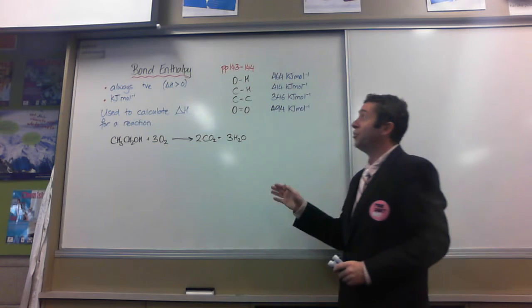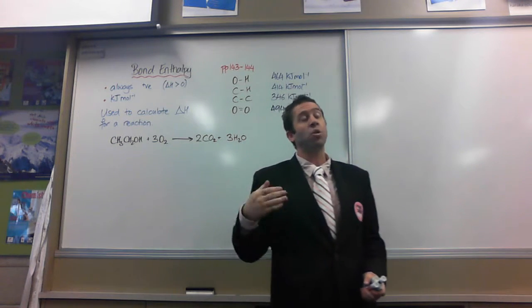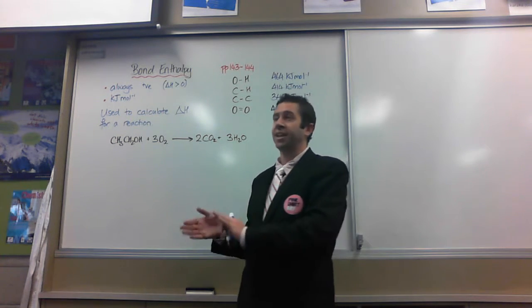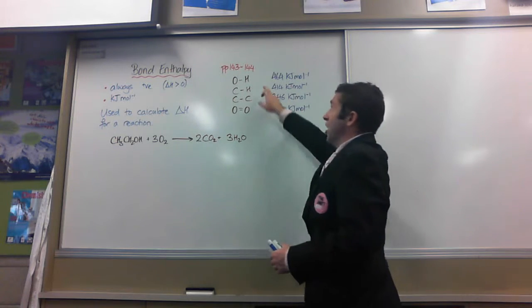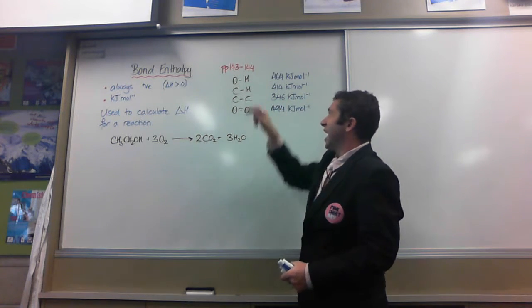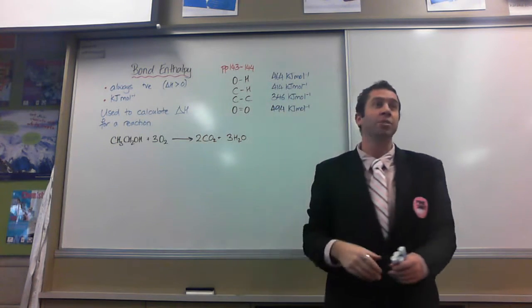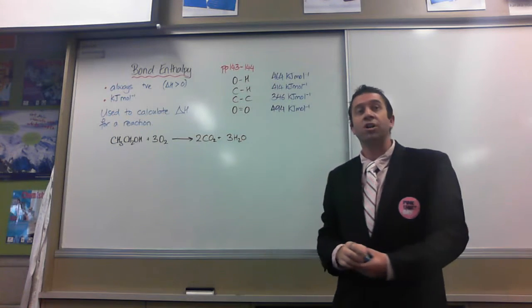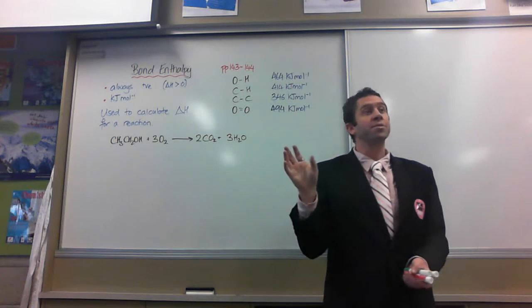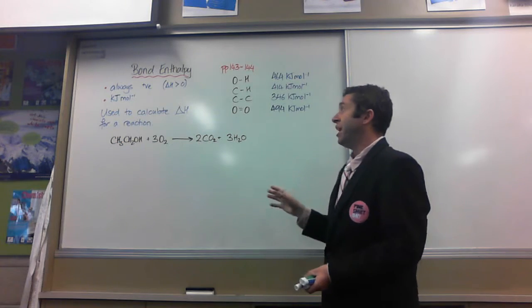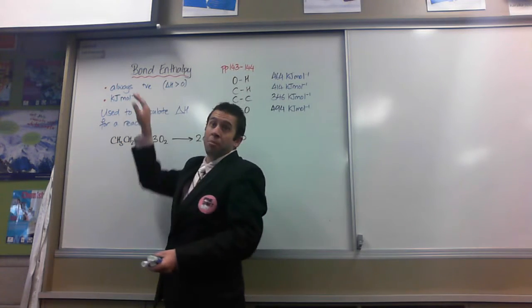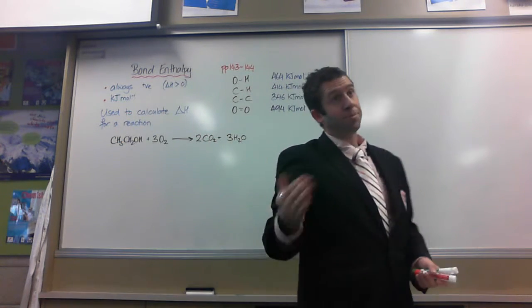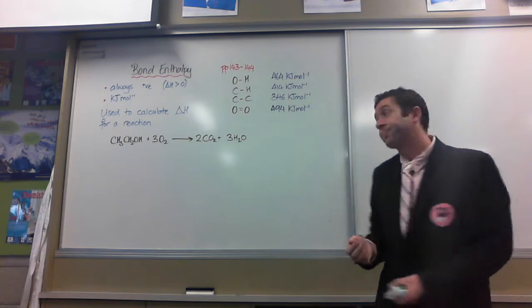So bond enthalpy is the amount of energy required to break 1 mole of a particular bond, whether it's an oxygen-hydrogen bond, carbon-hydrogen, carbon-carbon single bond, whatever. It's the amount of energy required to break 1 mole of those. It's a whole mole of them. Therefore, its unit is kilojoules per mole. The energy is the kilojoules, the per mole tells you the amount of them.